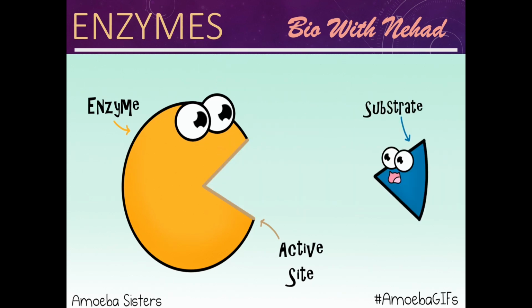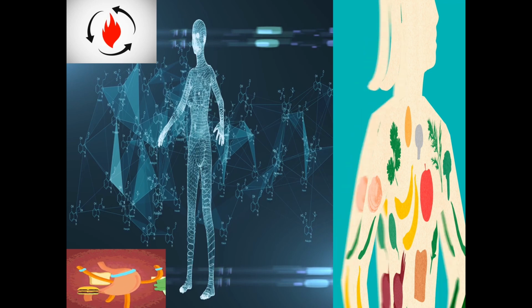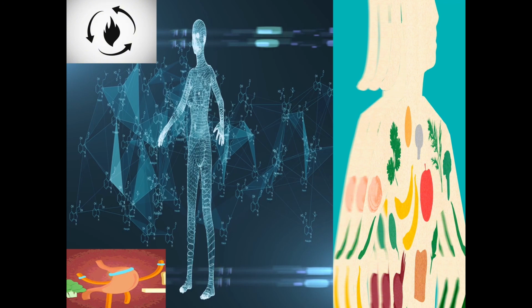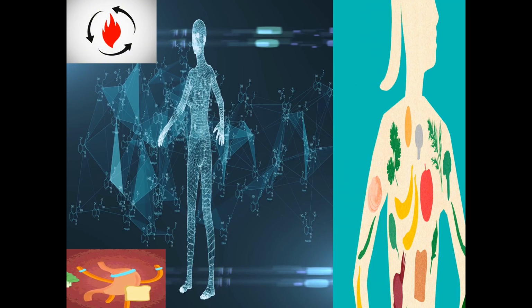Let's get started. Starting with the enzymes function, you have to know that everything is done in your body through a series of chemical reactions, and those chemical reactions are controlled or speeded up or catalyzed by enzymes. So enzymes are needed by all the chemical reactions done in your body. And just to know that all the chemical reactions collectively that happen in your body is called metabolism.